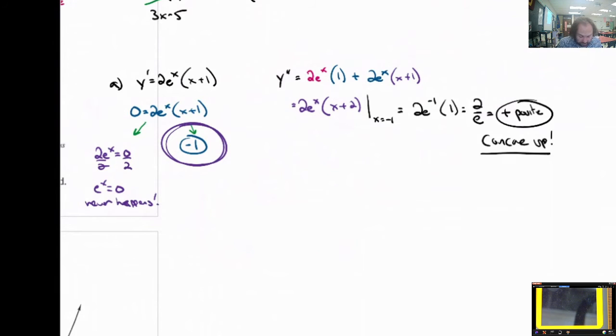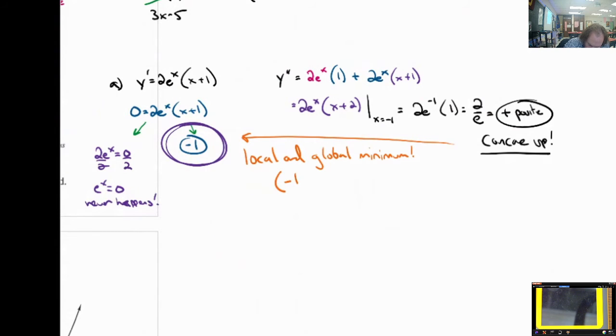So what that means is that this point has to be a minimum because it's concave up on that range. So that has to be a minimum. And I know it's both a local and a global minimum since it's the only minimum there is.